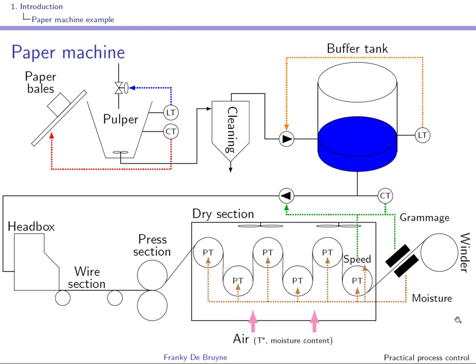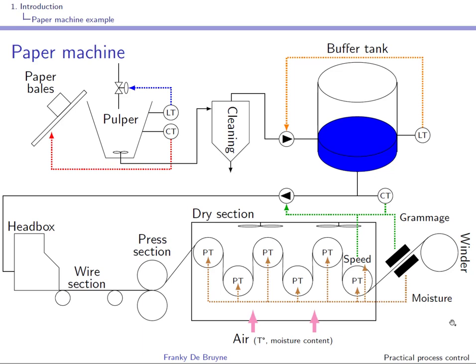The grammage control is affected by the speed of the production line and the consistency of the stock. An increase of the production line speed will require a higher stock flow, and an increase in the consistency of the stock will require a decrease in the stock flow. When the stock is thicker, it contains more fibers, so you require less stock flow to obtain the same grammage.